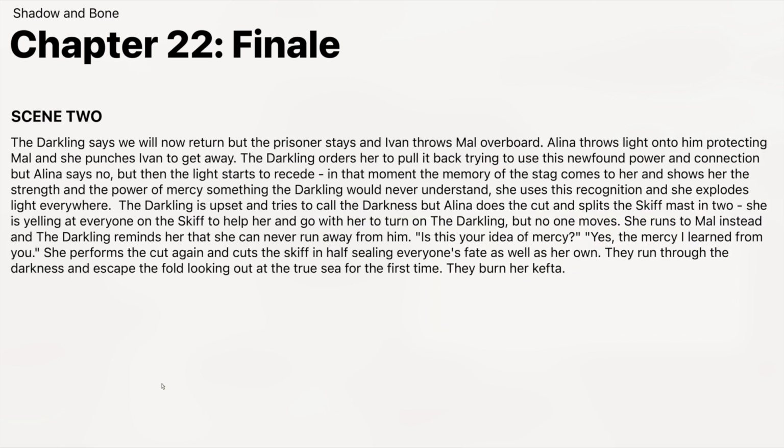In scene 2, the Darkling says that everyone on the skiff will now return, but the prisoner stays, which is Mal, and Ivan throws him overboard. Alina throws her light onto him, protecting Mal from the Volcra, and as she's trying to get stopped by Ivan, she actually punches Ivan to get away, which I just threw in there because it was a great scene. The Darkling orders her to pull it back, trying to use this newfound power and connection, but Alina says no. But then the light still starts to recede. So again, she's trying to push back from the Darkling's power. She's trying to tell him no, but whatever he says, it's happening.